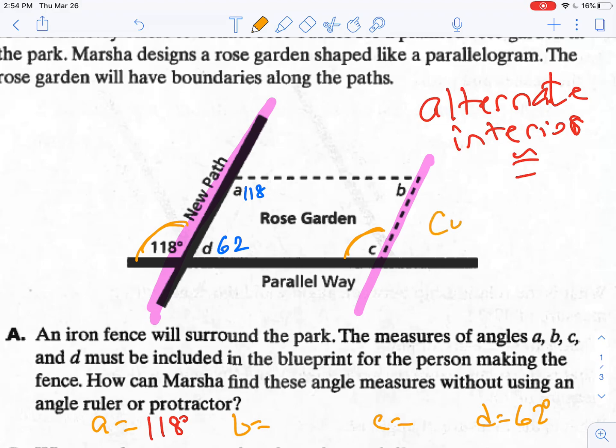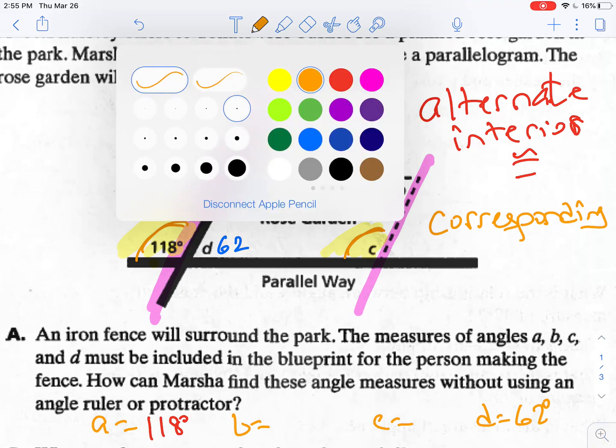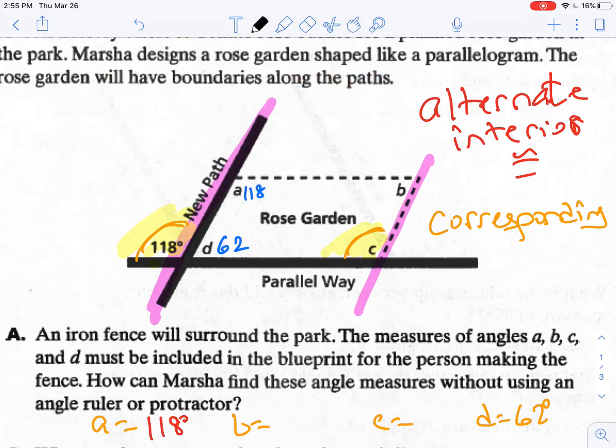This 118 degree angle and this C angle right there are called corresponding, because if you took one of them and you cut this paper, you could take that angle and it would be exactly that same angle right there. You just cut it and move it over, and that 118 would go right on top of the C. So that means the C is 118 degrees. So far, so good?